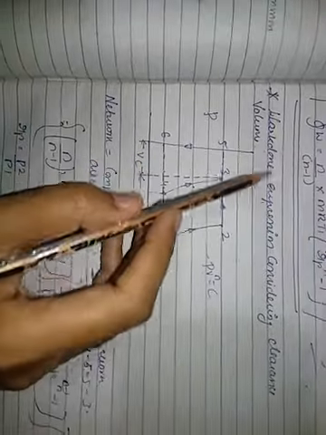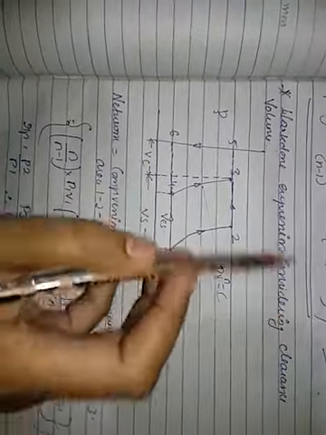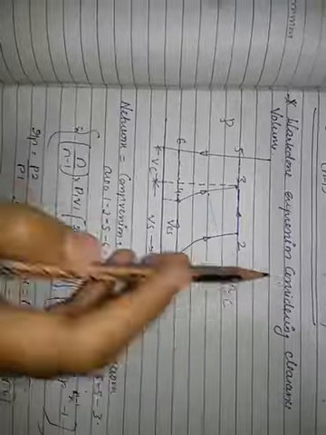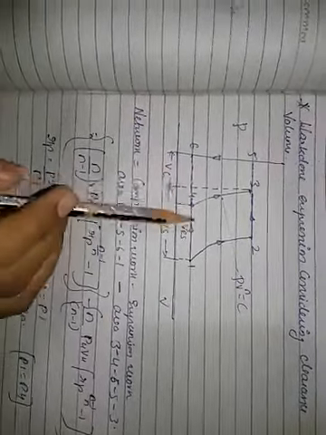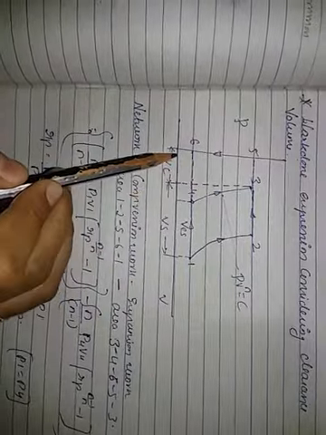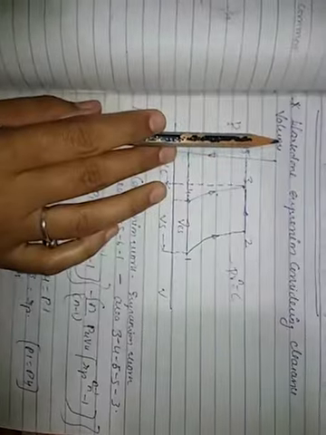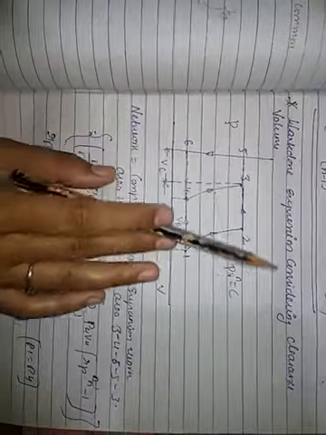We'll derive the work done expression considering the clearance volume. So see the PV diagram. What we'll do is consider the clearance volume and derive the work done.